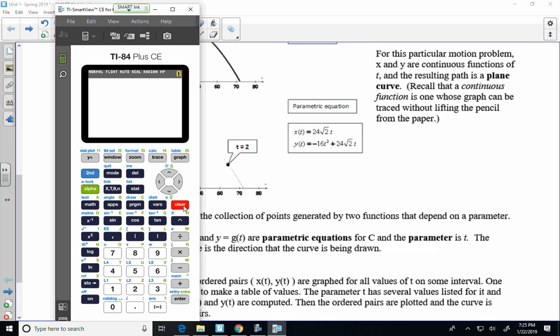So that's wonderful. But then you'd say, well, how do I put it in as x equals and y equals? Because when I hit y equals, all it allows me to put it as y equals. Except now it's all changed.